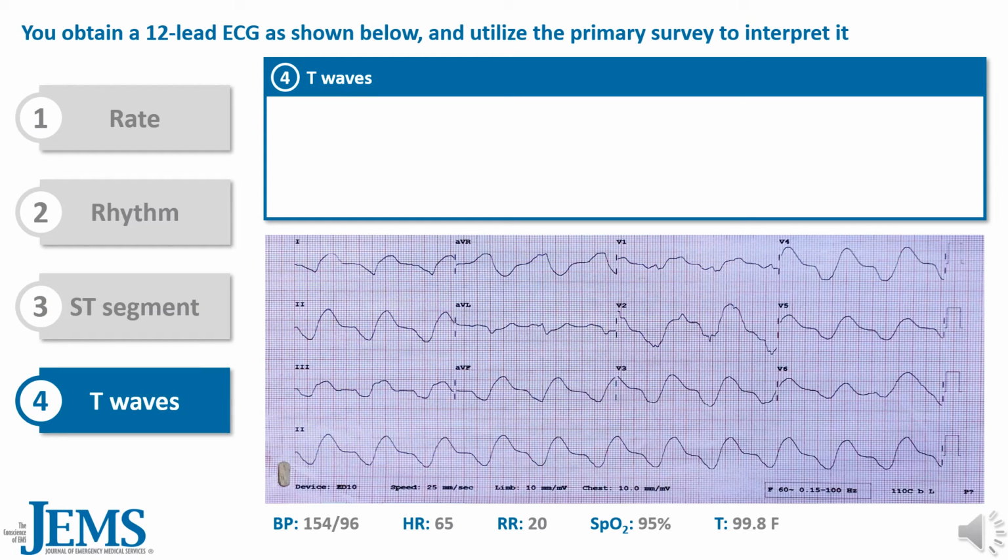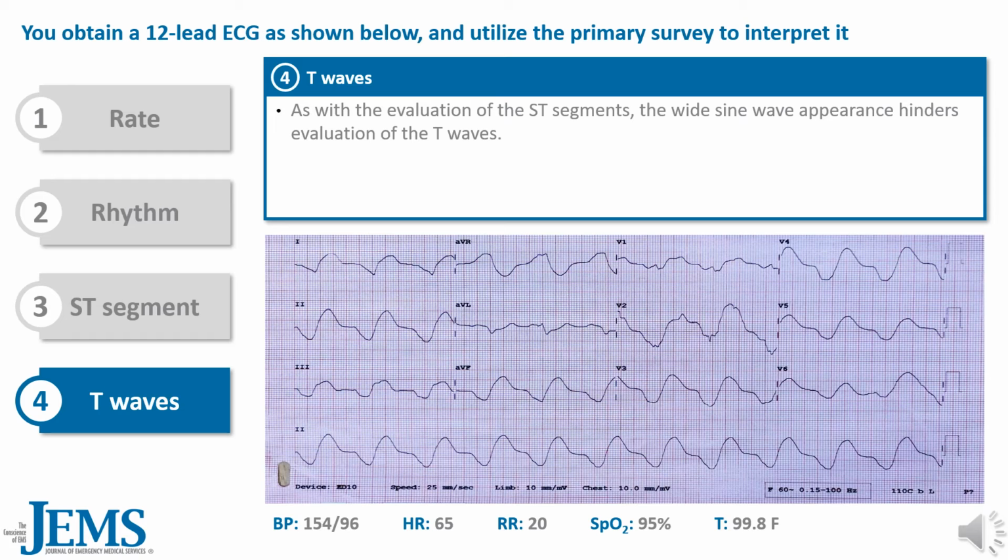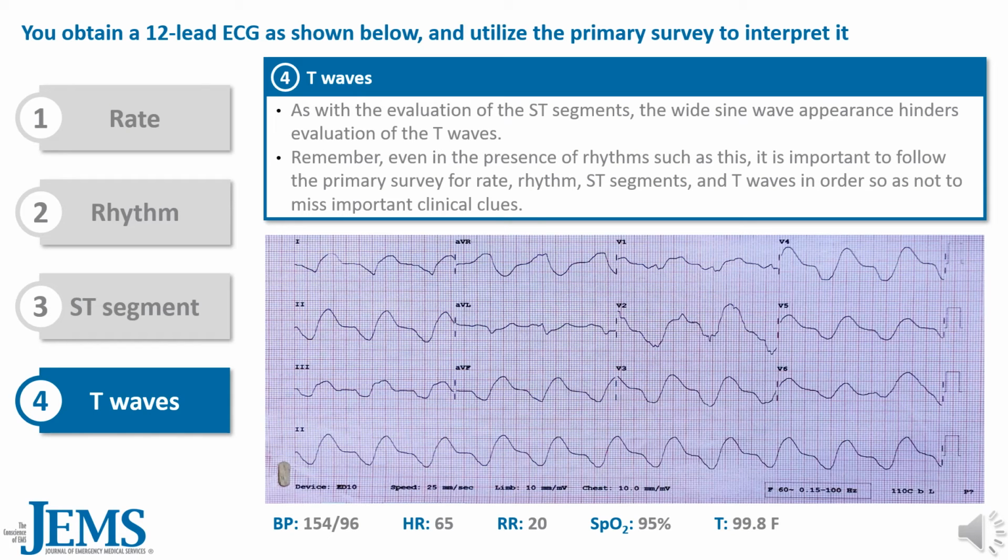Lastly, let's look at the T waves. As with the evaluation of the ST segments, the wide sine wave appearance hinders the evaluation of the T waves. Remember, even in the presence of rhythms such as this, it is important to follow the primary survey for rate, rhythm, ST segments, and T waves in order so as not to miss important clinical cues.